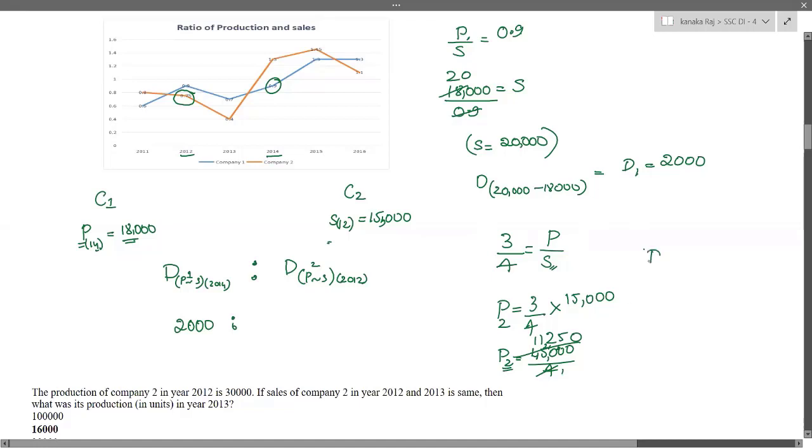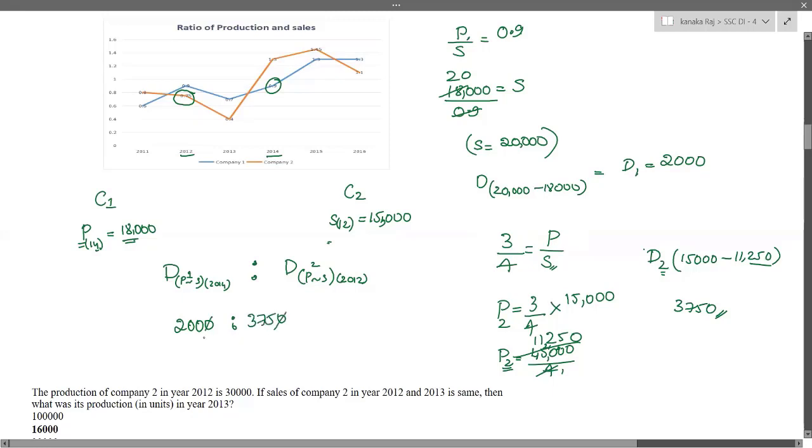So what will be the difference here? Difference will be 15,000 minus 11,250. What is 15,000 minus 11,250? If I add 750 to this, I'll get 12,000, plus 3,000 gives me 15,000. So 3,750 will be my difference for second company. So what will be the ratio? Ratio will be 2,000 is to 3,750.